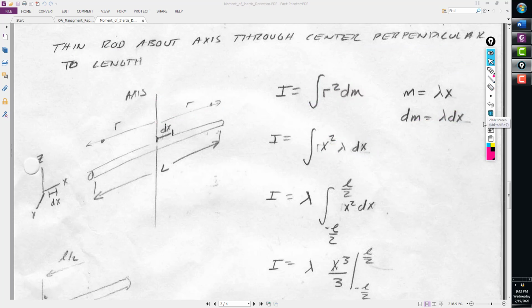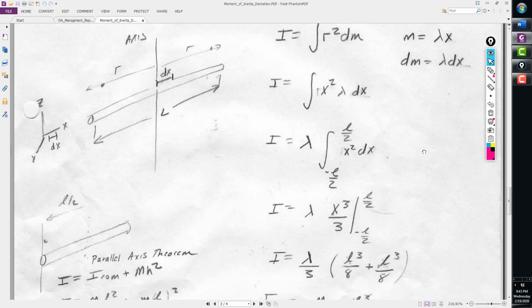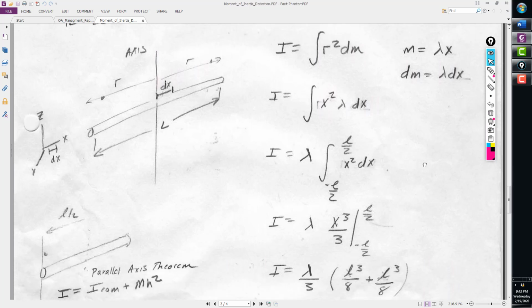The next step is to look at how we are going to integrate this. First of all, this lambda is a constant. Lambda is the linear mass density, which is the total mass over the total length, which we can call uppercase L or lowercase l, whatever you want. I called it uppercase L there, but let's make it lowercase just to clarify. And that's a constant, so that's going to come out here like this.